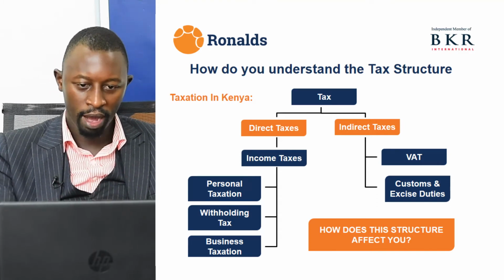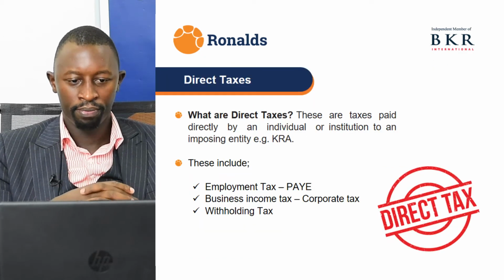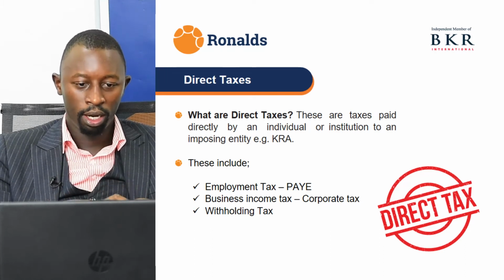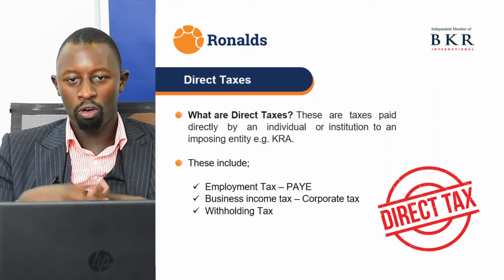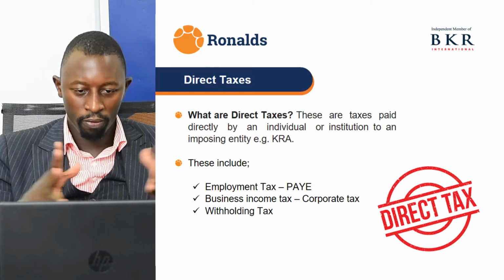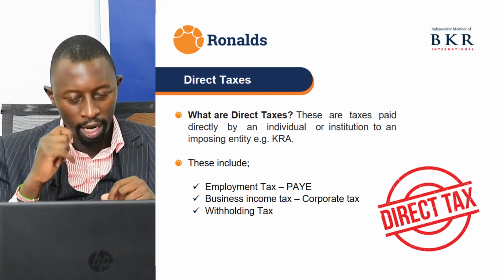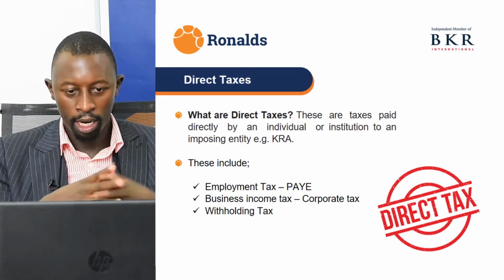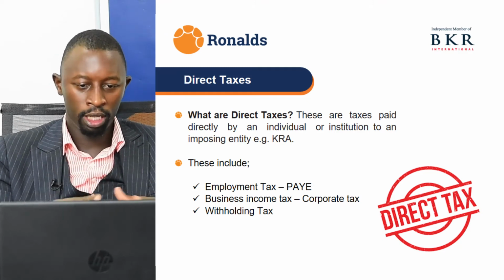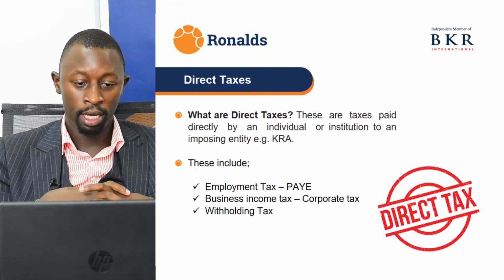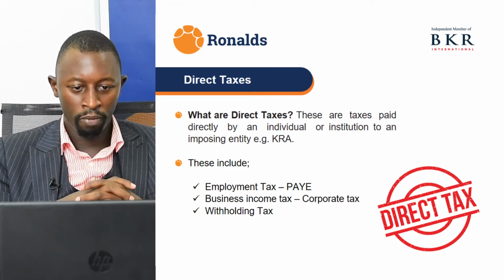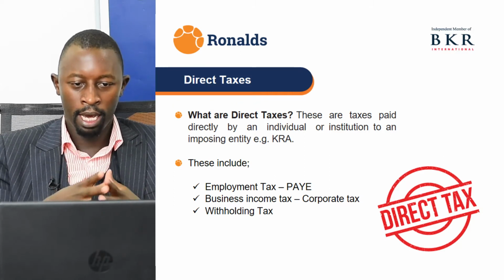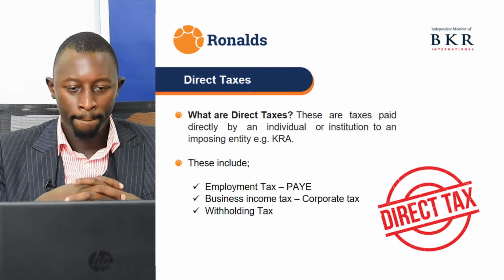So let's start by looking at the direct taxes. As we said, these are paid by individuals or institutions directly to an imposing entity. For instance, if we talk of income tax or corporate tax, this is due on your profit. When you make a profit, you have to pay that directly to an imposing entity. As we also mentioned earlier, the body that is legally mandated to impose taxes in Kenya is KRA. So that is what we mean by direct taxes. We can start by looking at some of these direct taxes, starting with PAYE.